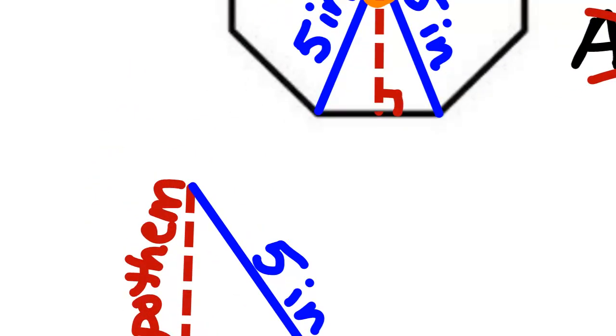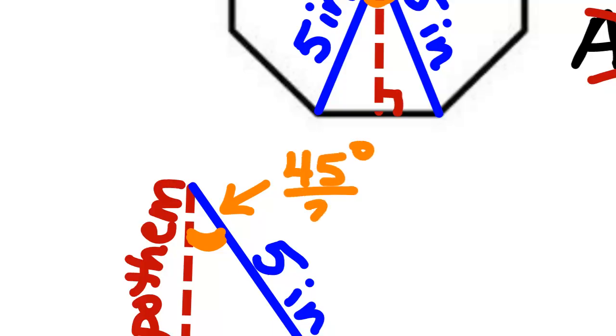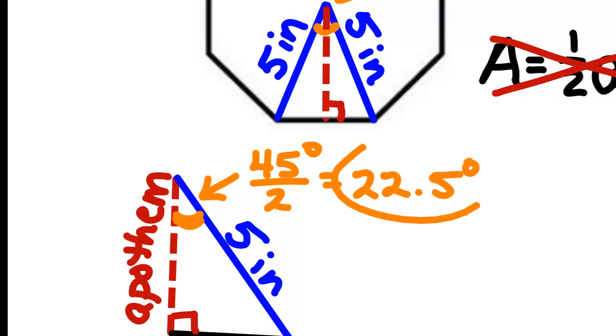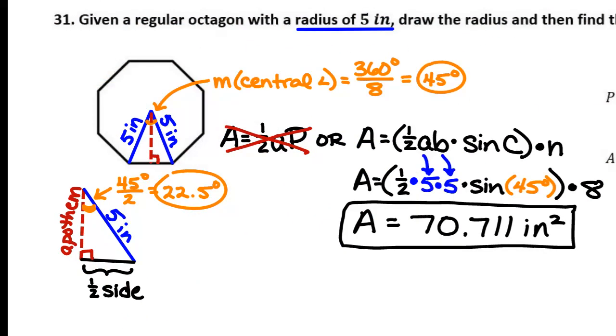This angle right here is 45 over 2, because we took our central angle, and the apothem cut that in half. So we get 22.5 degrees. All right. Does anybody remember where we need to go from here?